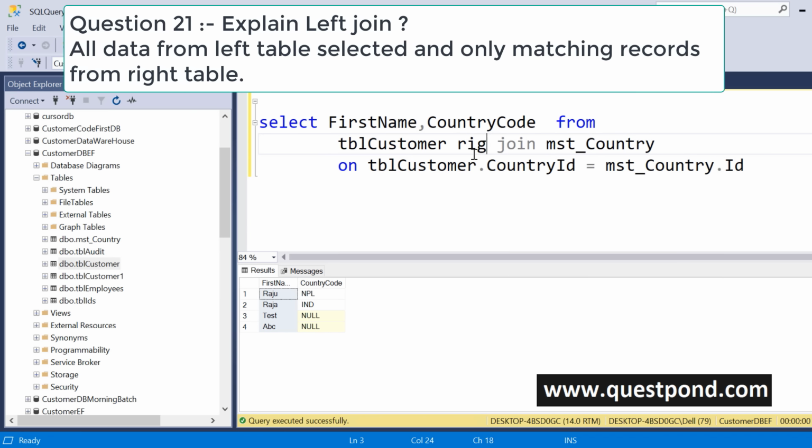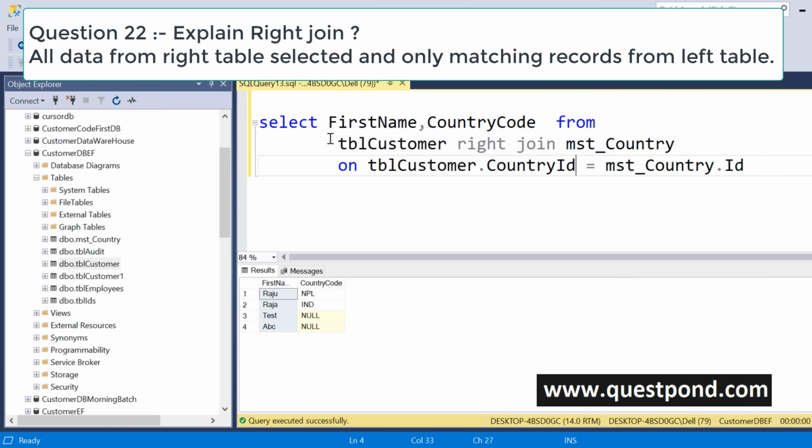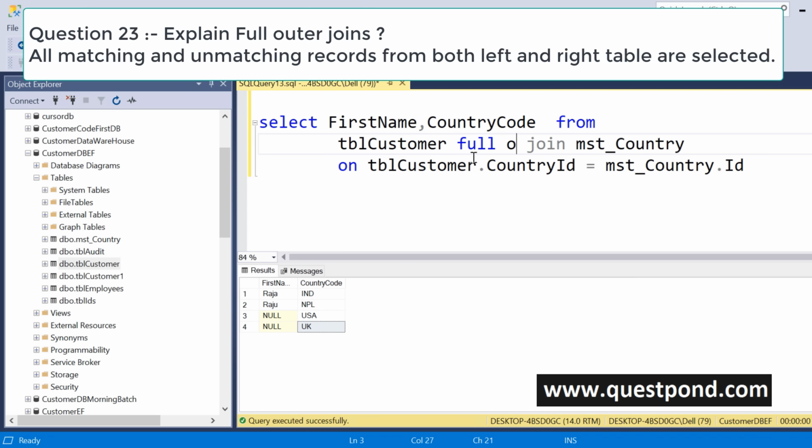And when you say right join, that means from the right table, all the records will be selected and from the left table only matching ones. So you can see here, now only Raja and Raju is seen out here, but from the country table, even things which are unmatching are also selected. Then we have the full outer join.